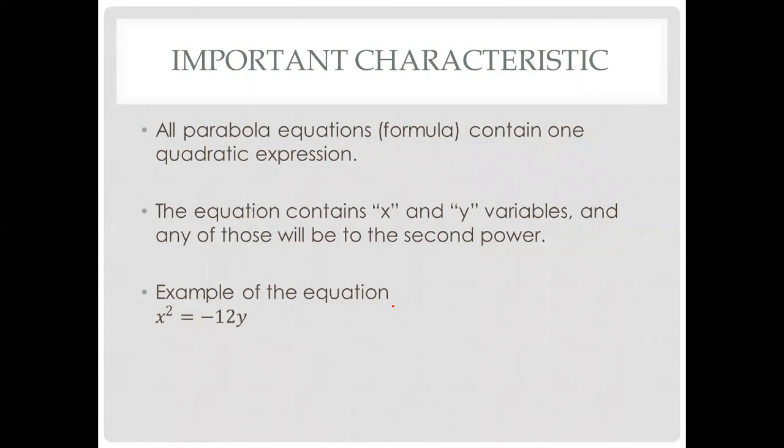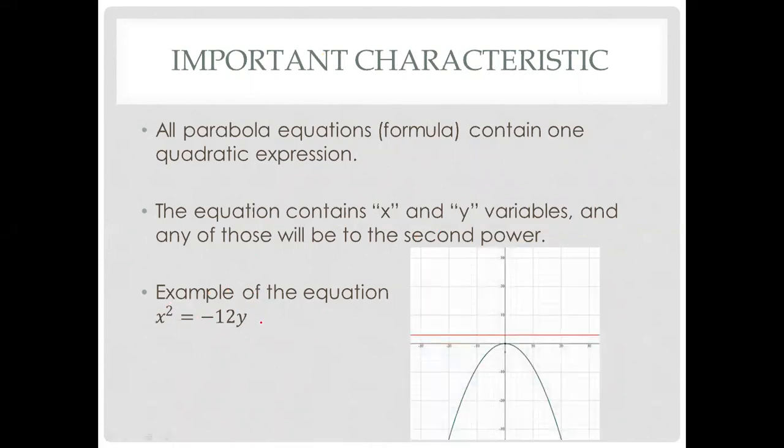So, an important characteristic of any parabola: all parabolas in the formula contain a quadratic expression. The equations contain x and y variables, and one of those will be to the second power. Here is one example: x to the second power is equal to negative 12y. As I told you, one of x or y will contain the second power. Here is the graph of this expression. We're going to do it later from zero. We're going to see why this equation behaves like this graph, which is at the end what we want: to make the graph of one parabola, as one of the objectives.